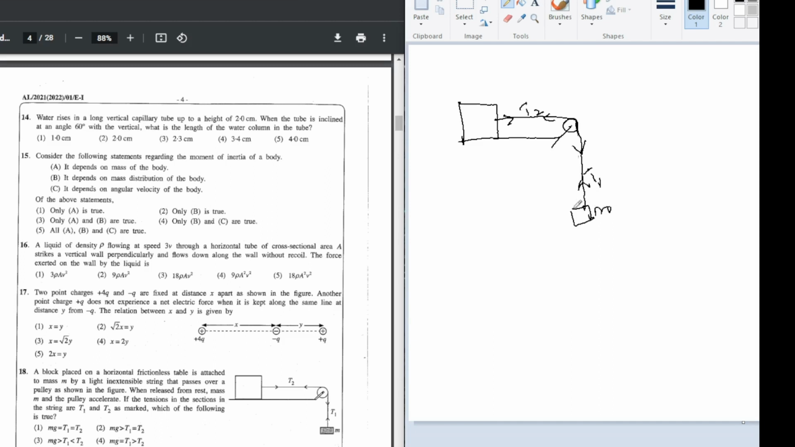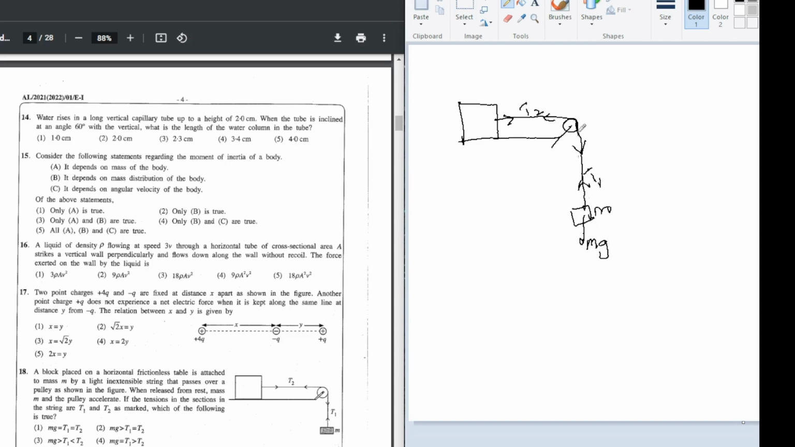Now they say that m is accelerating. It is accelerating downwards. To accelerate downwards, there should be a downward resultant force. To get a downward resultant force, the weight of the mass, mg, must be larger. So mg must be larger than T1. T1 is the upward force on the m. mg is the downward force on the m. To accelerate m downwards, mg must be greater than T1.